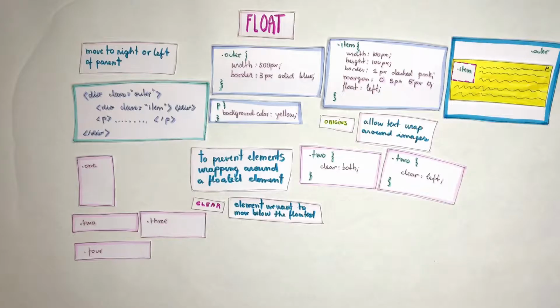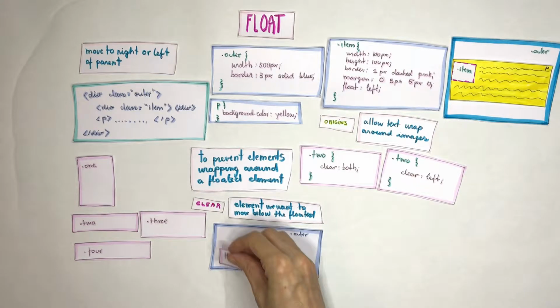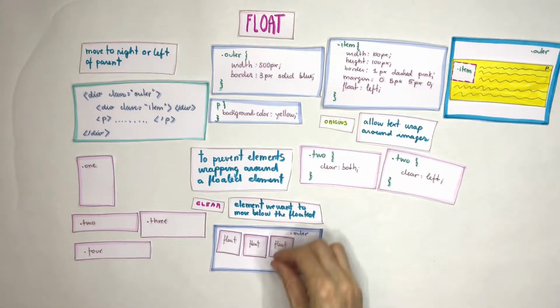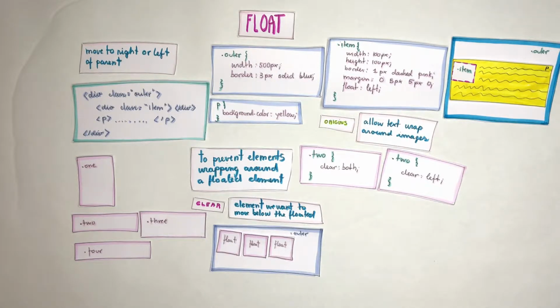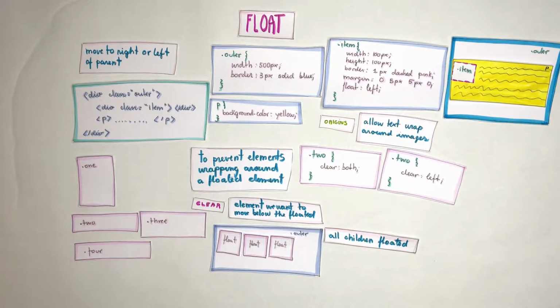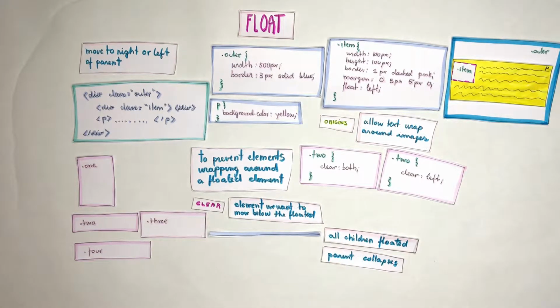Sometimes floated elements have weird behaviors. Let's see one very common of those strange things that happens with floats. We have a div element with the class outer that contains 3 elements with the float property. When we have this special setup, one parent element containing only floated elements, one strange thing happens, and that is that the parent collapses. It will be shown like a line instead of like a box.